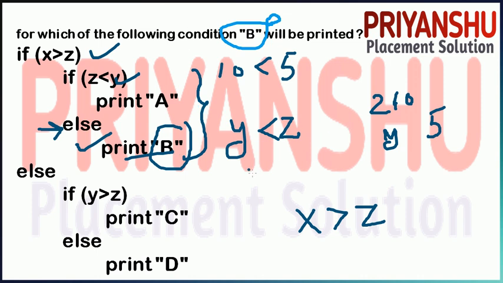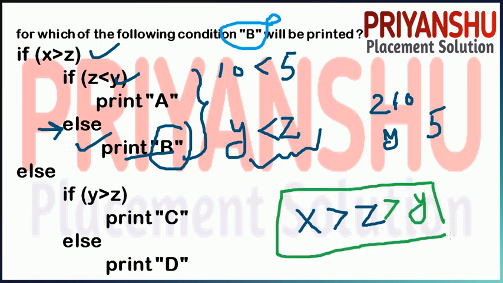So that's why friends, we write this condition. I hope you got it, right? So I just change it: Z is greater than Y, so Z is greater than Y, right friends? So this is the condition you need to implement in this program so that the value of B is printed. So this is the correct answer, friends. Okay, so let's move to the next question.